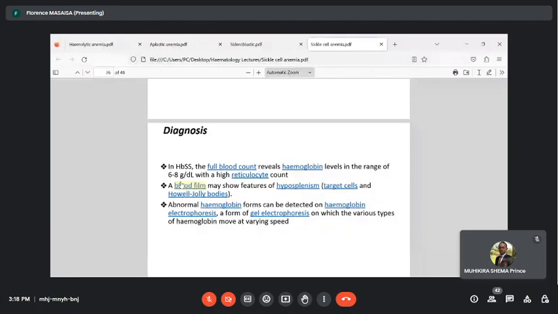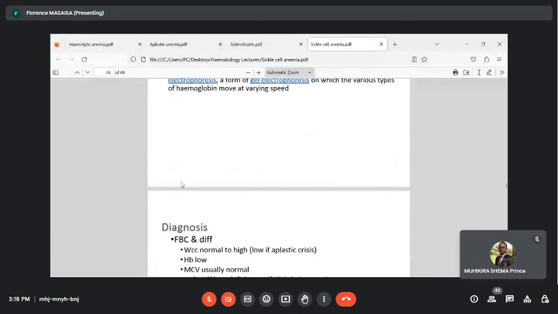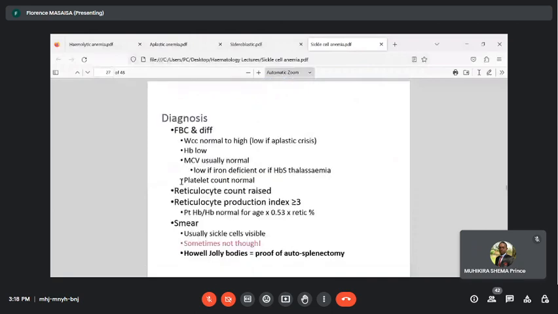For the key exam, which is hemoglobin electrophoresis, it's a gel electrophoresis which will show hemoglobins moving at varying speeds. So again, it's the key to show the percentage of hemoglobin A and hemoglobin S. That will be the diagnosis, showing that for sickle cell anemia SS, the hemoglobin S is even above 50%.